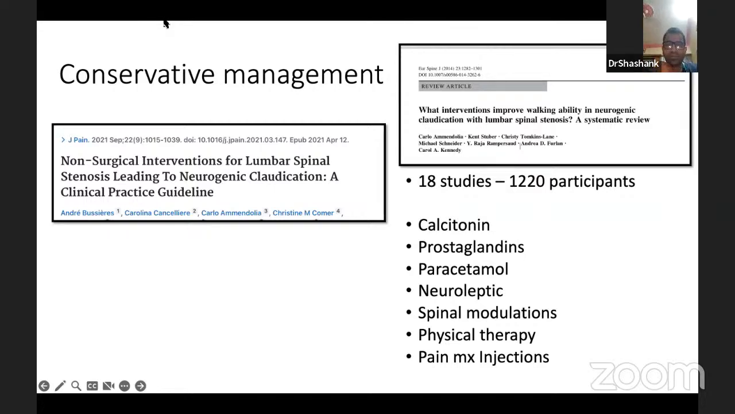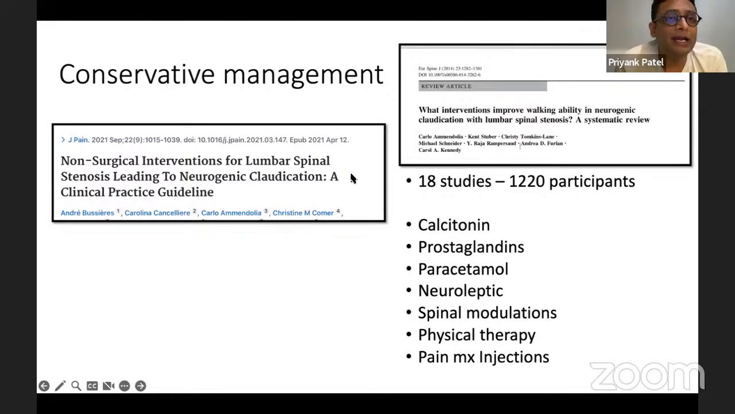Sir, I wanted to ask one more question. Sir, you have told that in tight canal, we should not give the epidural injection because it will exacerbate the problem. So in which case of canal stenosis, do you think the epidural injection will work better?